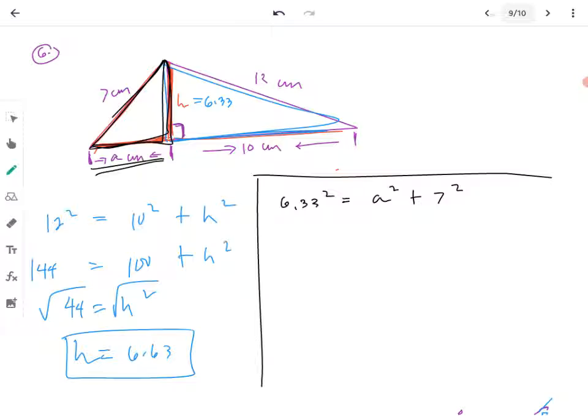This is wrong. The hypotenuse should be 7. So the hypotenuse should be 7. So you have 7 square equals a square plus 6.33 square. So we can rewrite the equation like this, subtracting both sides by 6.33 square.